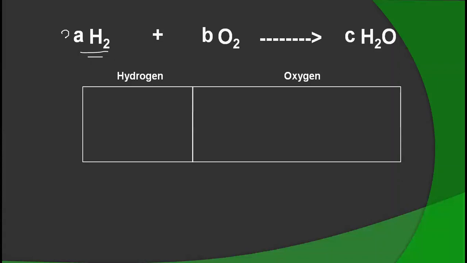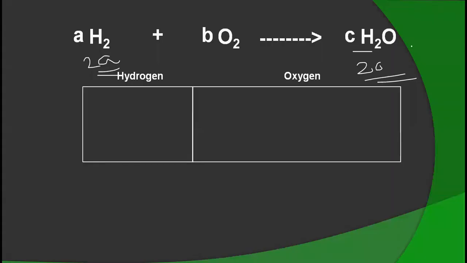Suppose instead of A, if we have 3 here, what would you have done? You would have multiplied 3 with 2, isn't it? So just like that, I'm multiplying A with 2. So there are 2A hydrogen atoms in the reactant side, and there are 2C hydrogen atoms in the product side. Thus, since this equation is perfectly balanced, the number of hydrogen atoms on either side has to be equal. So 2A should be equal to 2C.